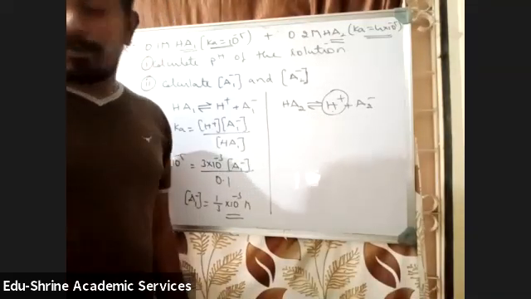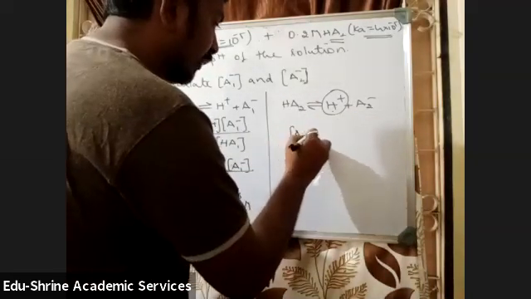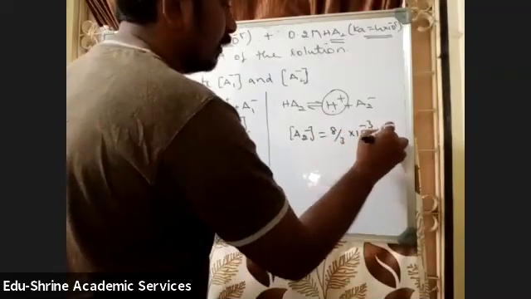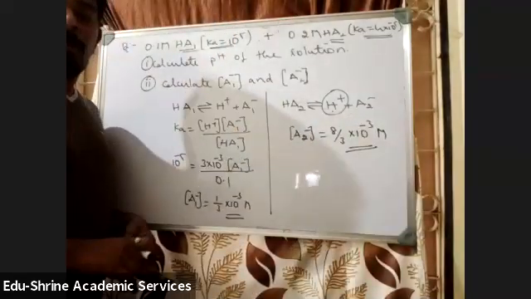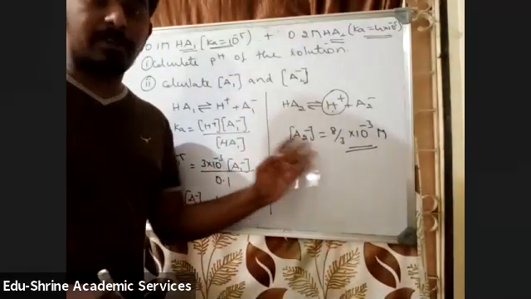Eight by 3 into 10 power minus 3. Yes, correct. So you will get the concentration of A2 minus ion as 8 by 3 into 10 power minus 3. So in this way also the question can be asked. So that's why I have given.